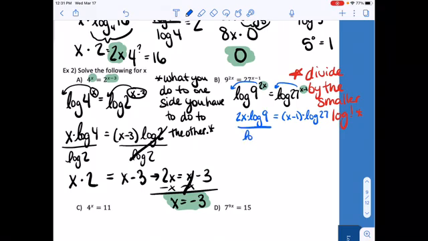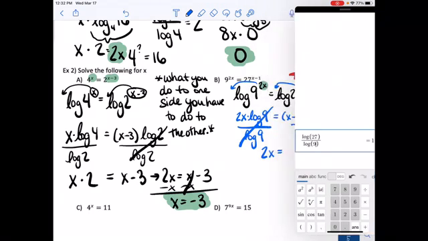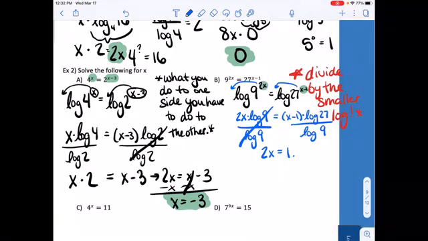Once again, divide by the smaller log. You're left with 2x is equal to, we have to figure out what log 27 divided by log 9 is. And we get 1.5. Notice it's not 27 divided by 9. It's different. You got to use that logarithm.